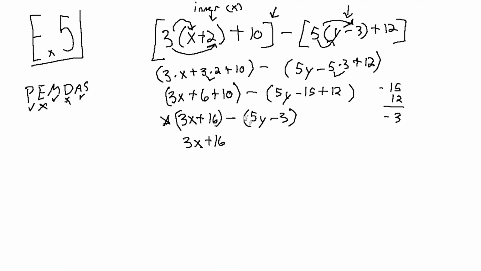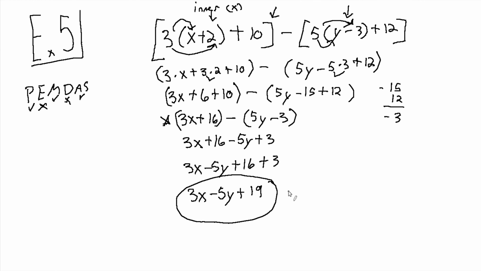You get, don't forget to distribute the negative. You get negative y plus 3 because you're multiplying the negative times the negative 3. So you get 3x plus 16 minus 5y plus 3. You can rewrite this as 3x minus 5y plus 16 plus 3. Go ahead and do 16 plus 3, which will give you 19. 3x minus 5y plus 19 will give you the answer.